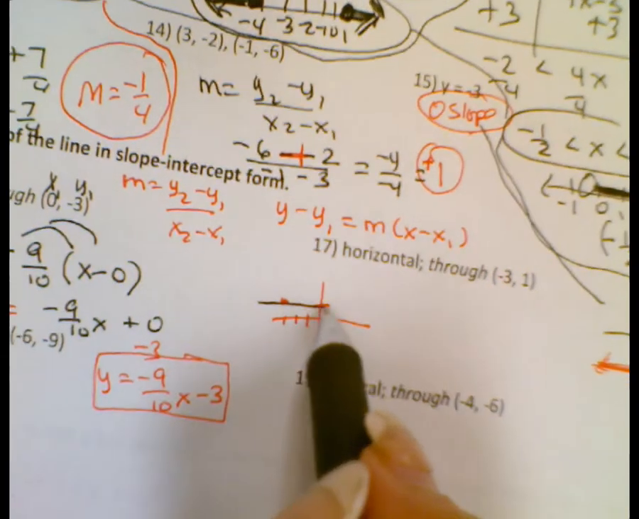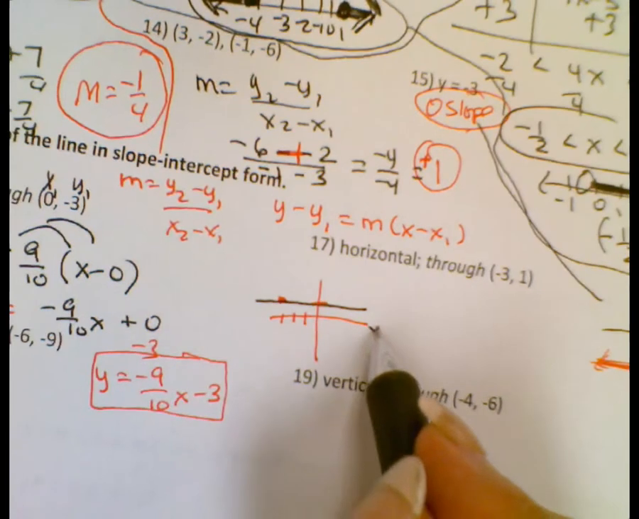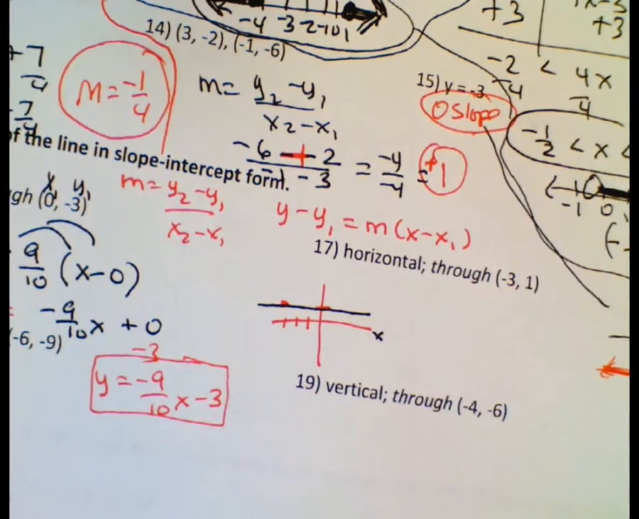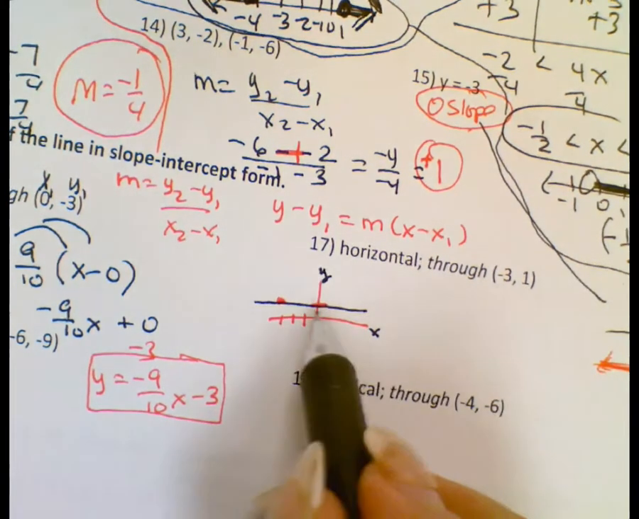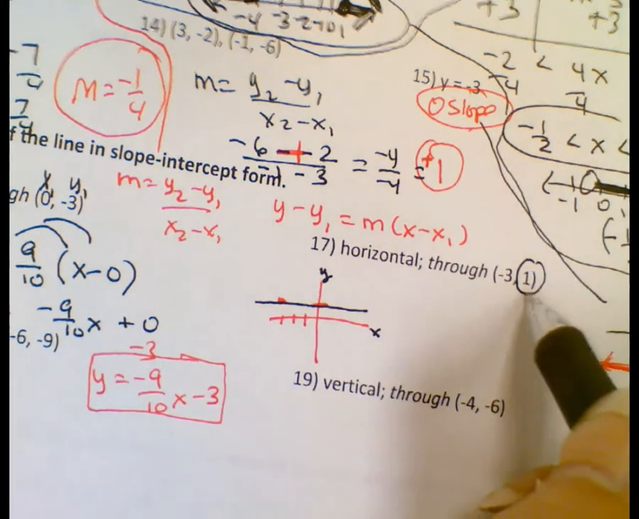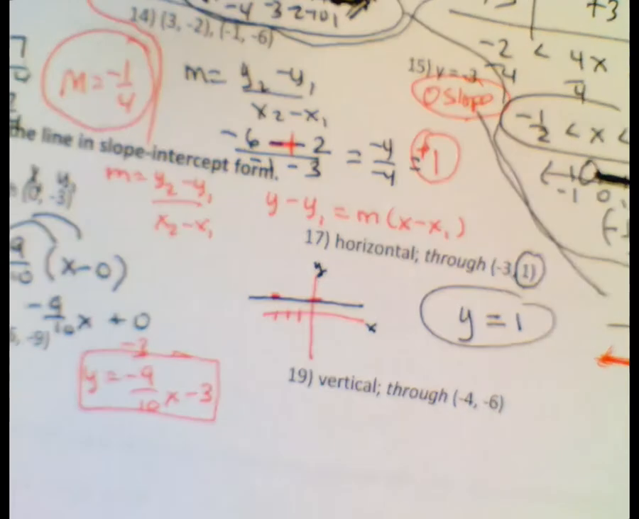So this is the horizontal line. What is the equation of that line? First of all, it doesn't cross through the x-axis at all, so x cannot be in this problem. It only crosses the y-axis at what number? At 1. There it is. It's crossing at 1, so your answer is y equals 1. That's all you have to do.